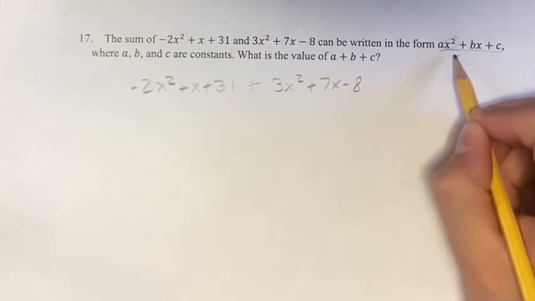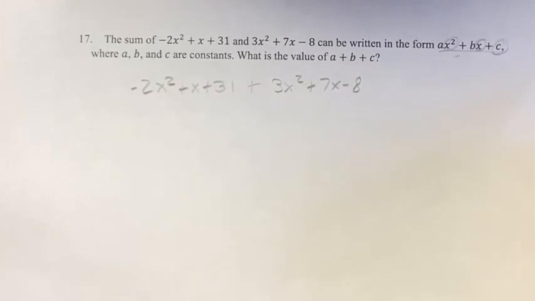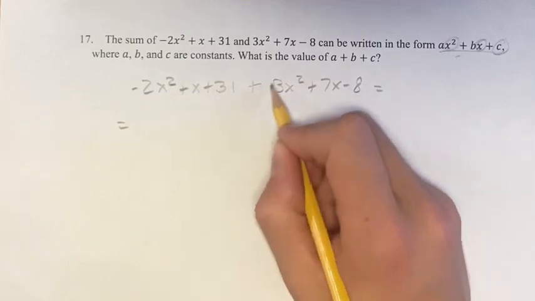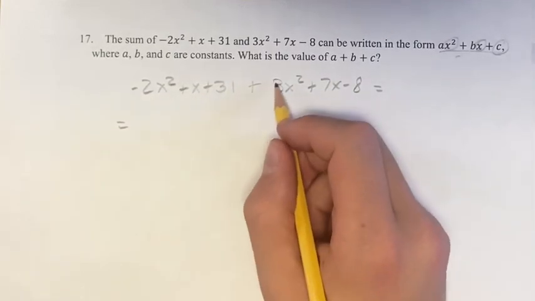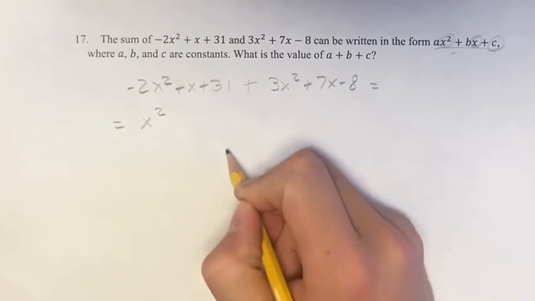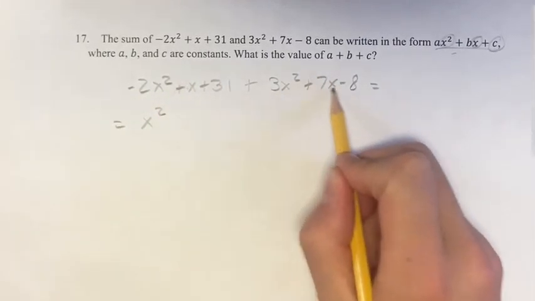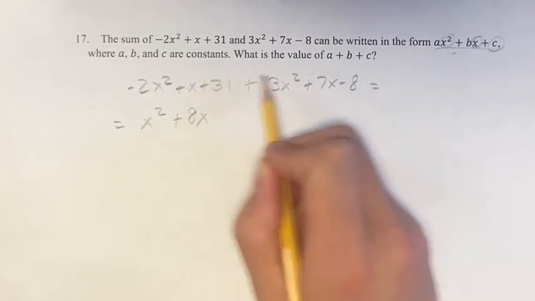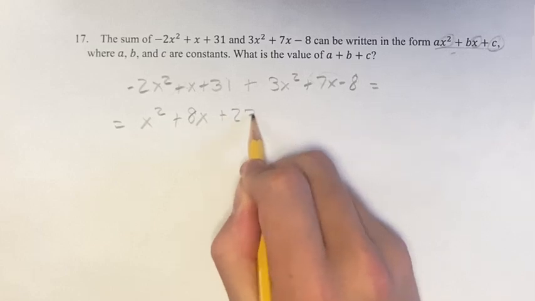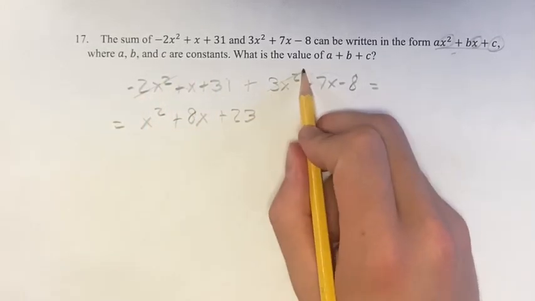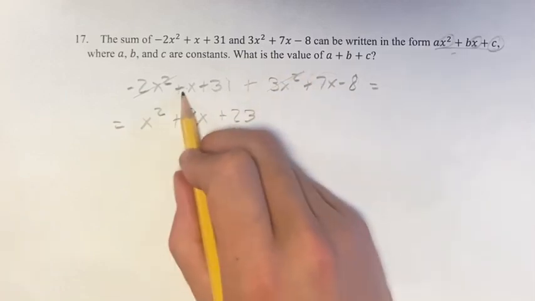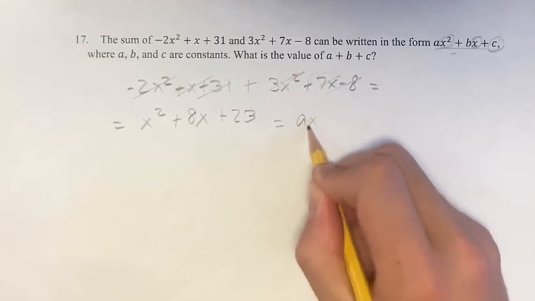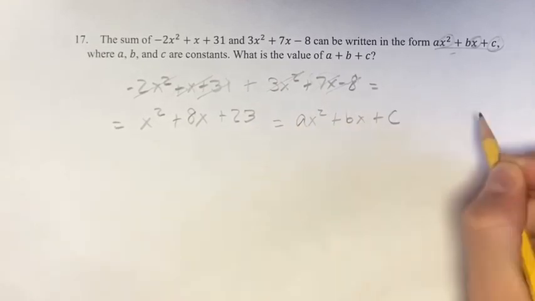So we want all the x squared terms together, we want all the x's together, and we want all the constants together. So adding this up, we have negative 2x squared plus 3x squared. So negative 2 plus 3 is 1x squared, or just x squared. 1x plus 7x, 1 plus 7 gives us plus 8x, and plus 31 minus 8 is plus 23, right? So we've accounted for our x squared terms, we've accounted for our x terms, and we've accounted for our constants. And this is equal to ax squared plus bx plus c.